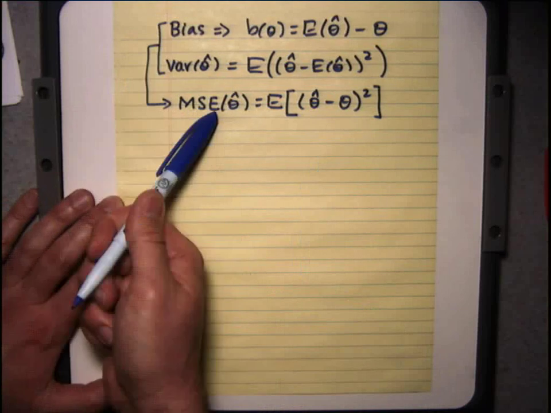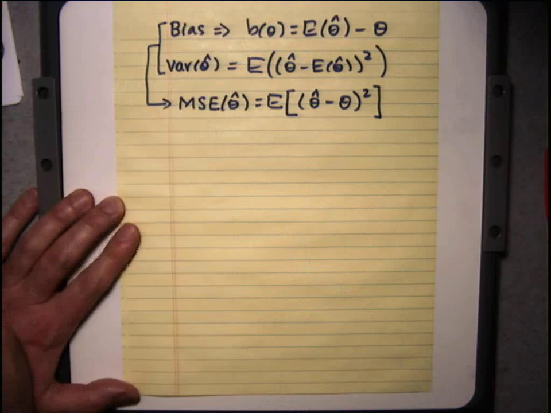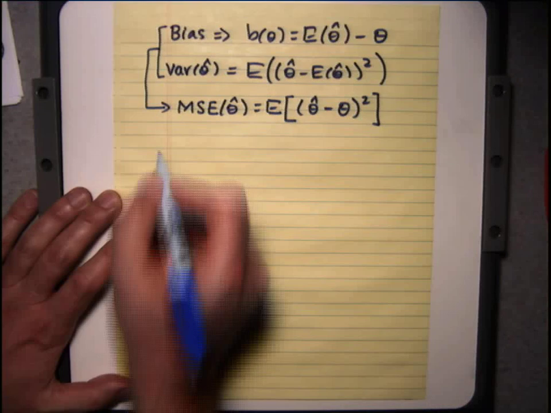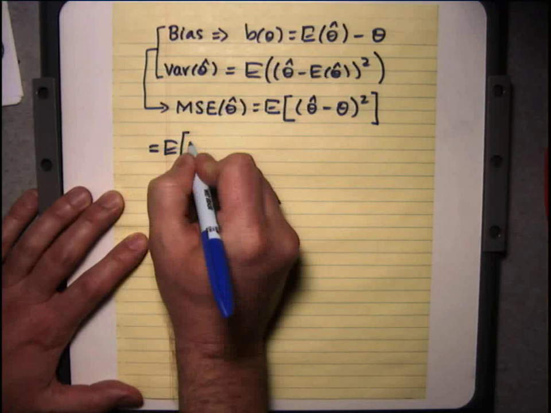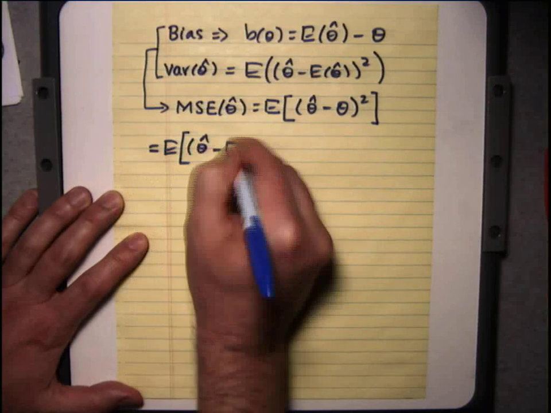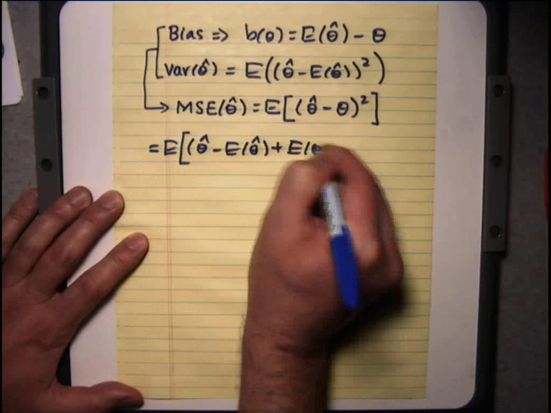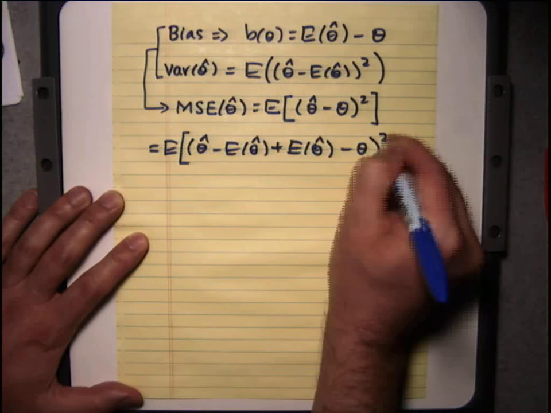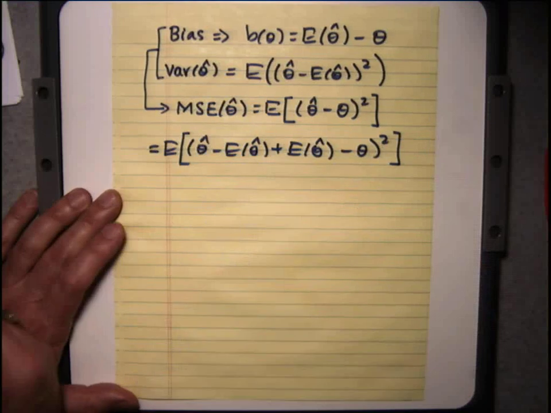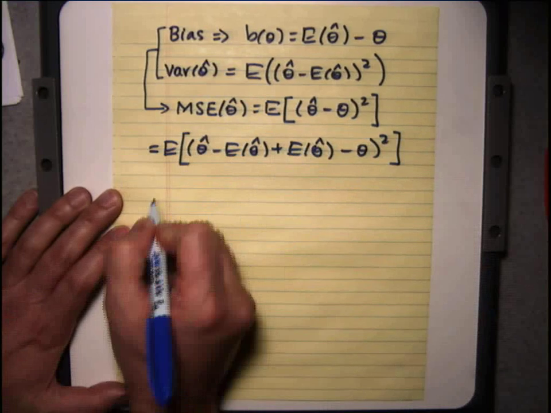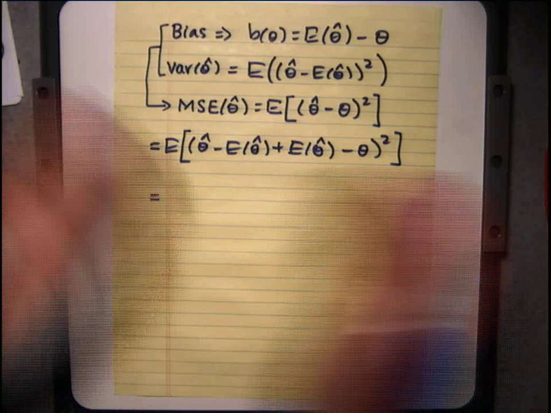This mean squared error is equal to the variance plus the square of the bias. Okay, so let's take a look at how that works. So this is the expected value of theta hat minus E of theta hat plus E of theta hat minus theta, squared. What did I do here? I added and subtracted an expected value of theta hat. So it's exactly the same as before. Okay, now I'm going to separate the pieces by expanding this square term.